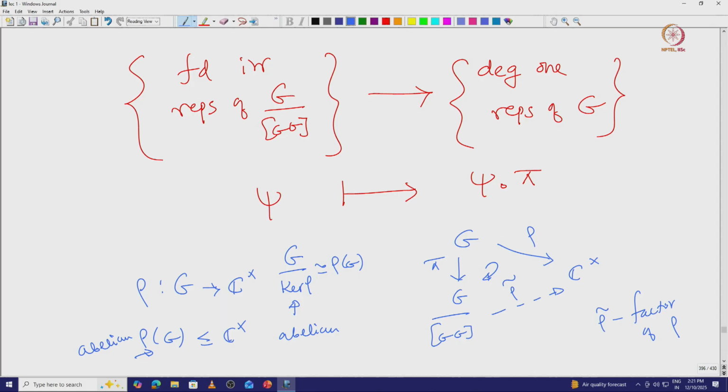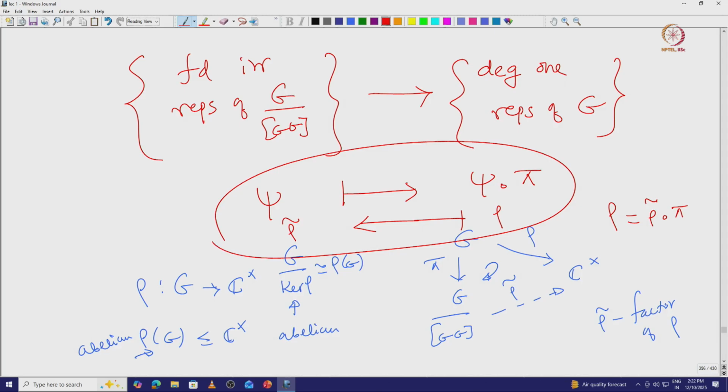Now what will be the inverse map? If I start with rho here, then we just map this rho to the composition of these two. You can easily see that rho must satisfy rho equal to rho tilde composition pi. So, we just map it to rho tilde here, and it is very easy to see that since rho tilde is a factor of rho, it must be a group homomorphism from G modulo bracket GG to C cross. All the maps considered here are group homomorphisms.